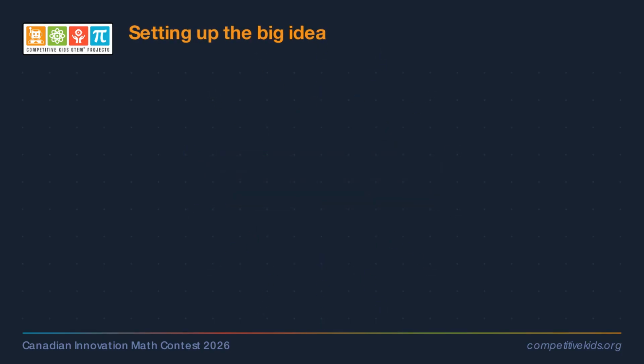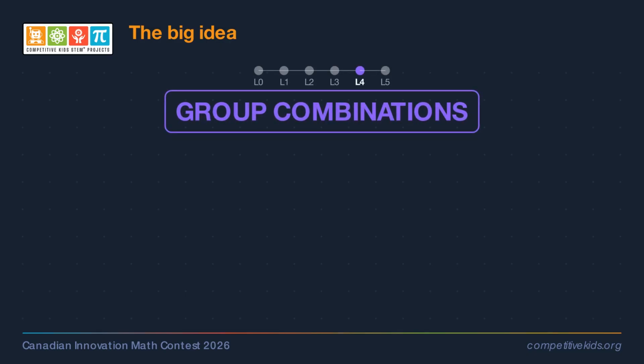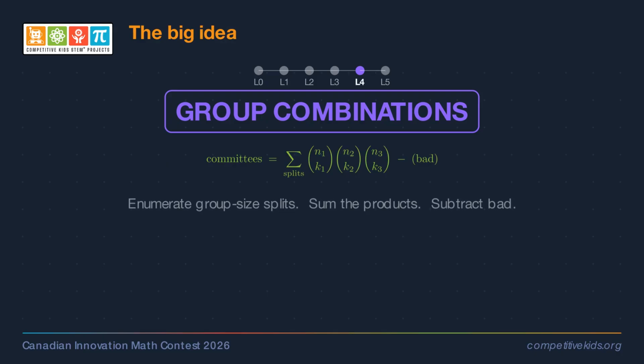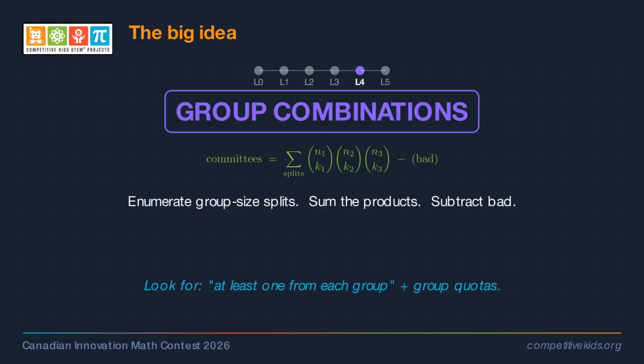This is the group combinations rule. If a committee of size K is drawn from several groups, and each group must be represented, then enumerate the valid group size splits. Sum the products of C of n, k for each group. Then subtract the committees containing a forbidden pair. Look for the words at least 1 from each group. That is when this rule applies.